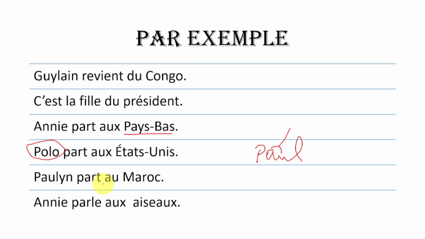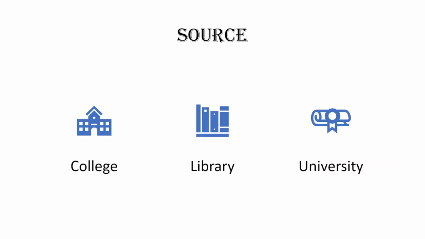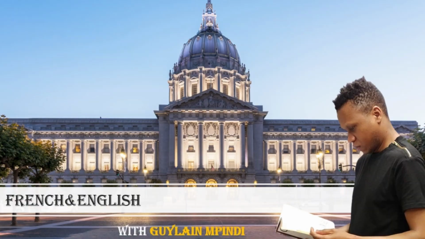Paulin part au Maroc. Annie parle aux oiseaux. This one, we combine it. So don't forget, when you see it like this, it sounds like that. Okay? So, Annie parle aux oiseaux. Okay? Yeah, so I'm gonna stop here for today.